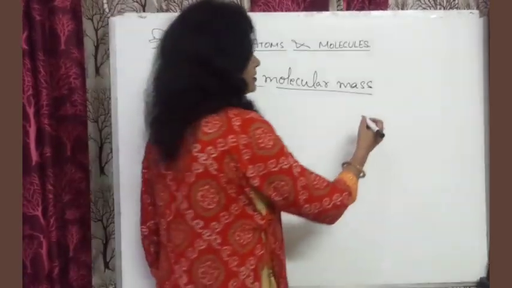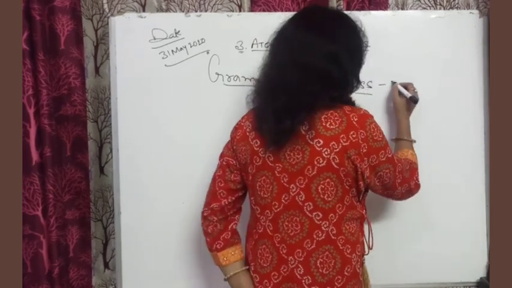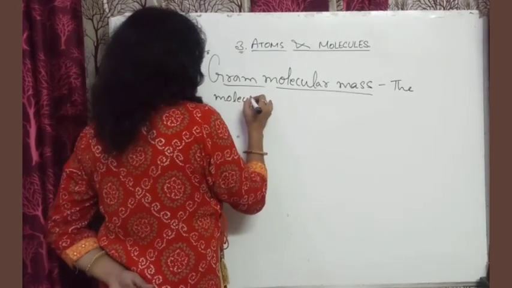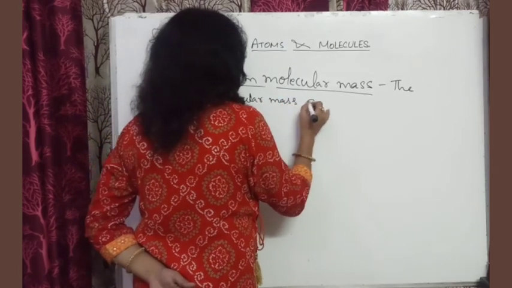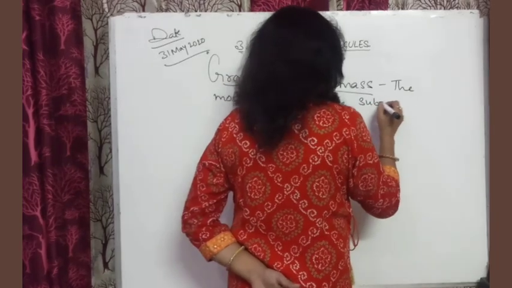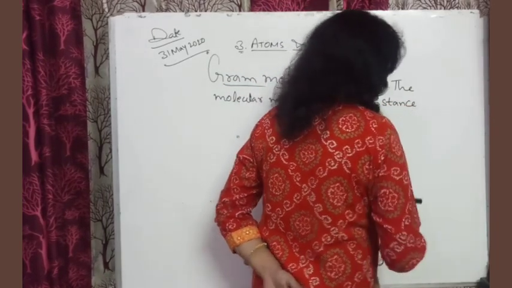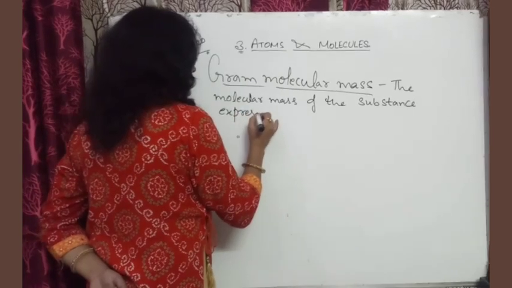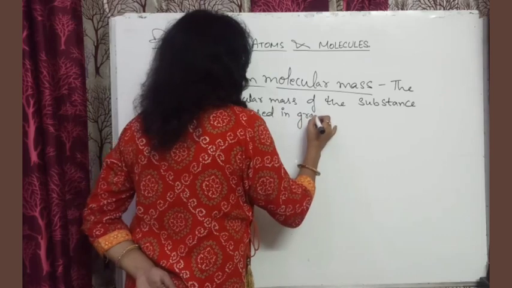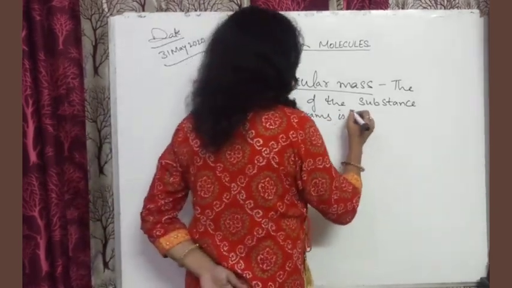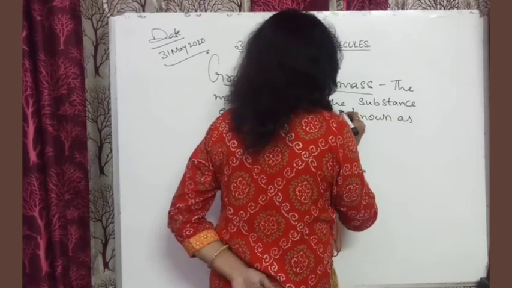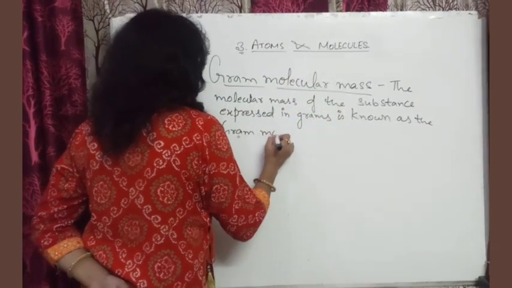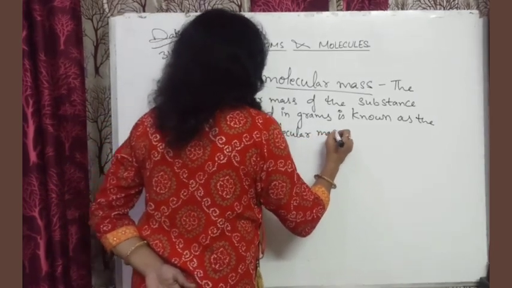So gram molecular mass: you can write, the molecular mass of the substance expressed in grams is known as the gram molecular mass.